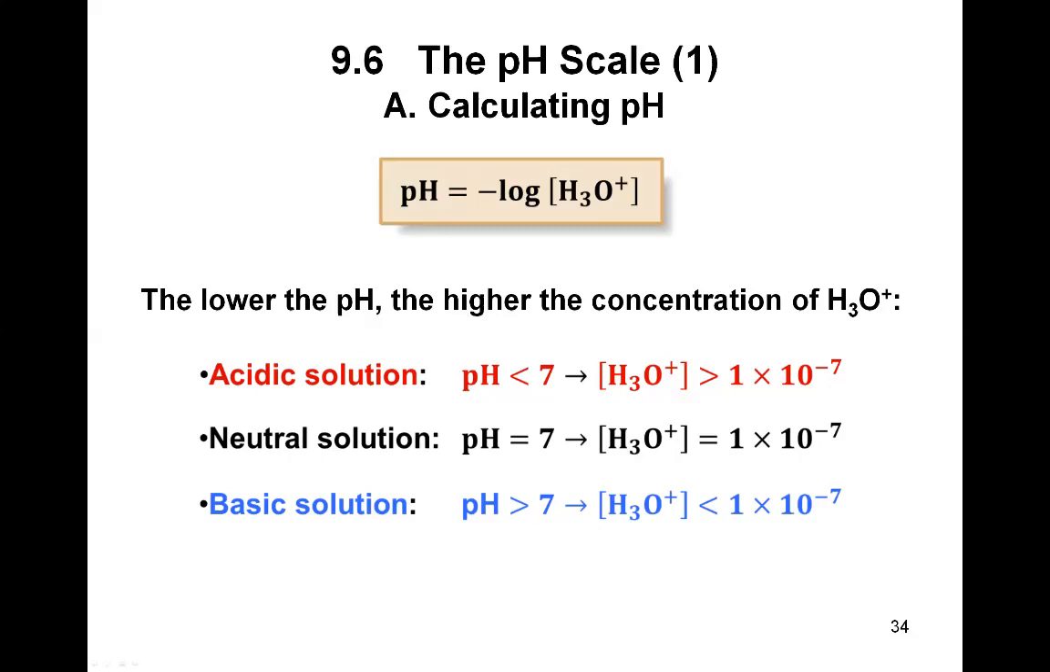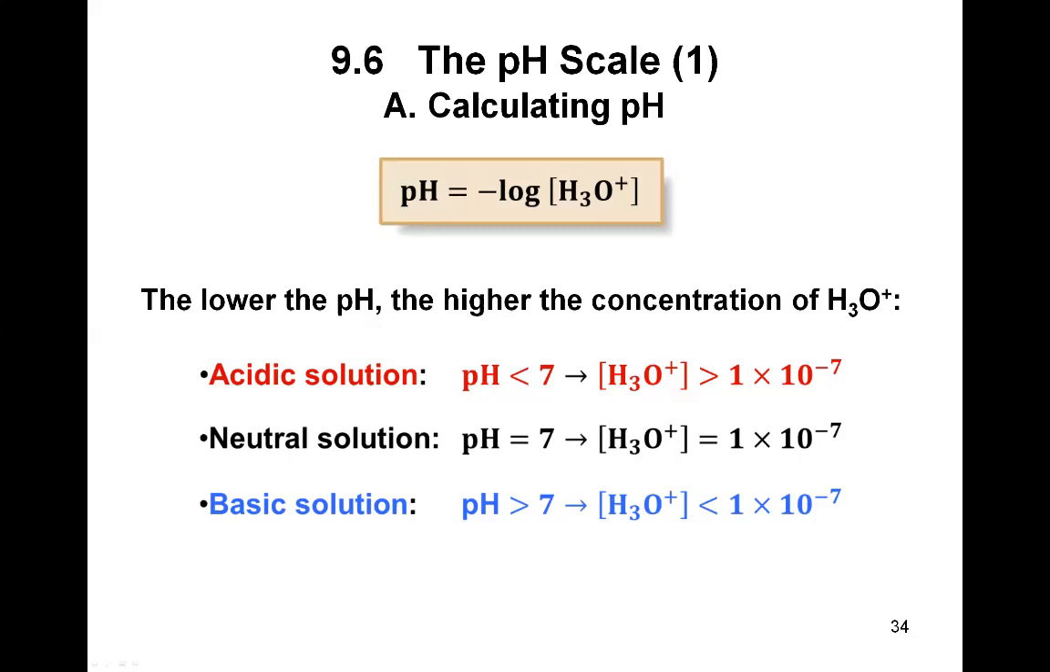If you have a concentration of H3O+ that is greater than 1 times 10 to the negative 7 molar, this will translate into a pH that is less than 7, because when your coefficient in the concentration is 1, the pH is equal to the exponent. So when you have, for example, 1 times 10 to the negative 2, the pH will be 2. If the concentration is 1 times 10 to the negative 5, then the pH will be 5. And so when pH is less than 7, this corresponds to acidic solutions, right?